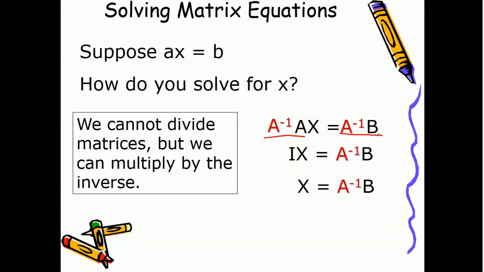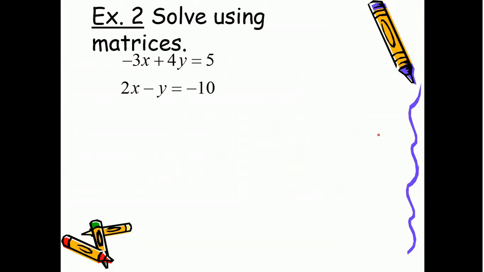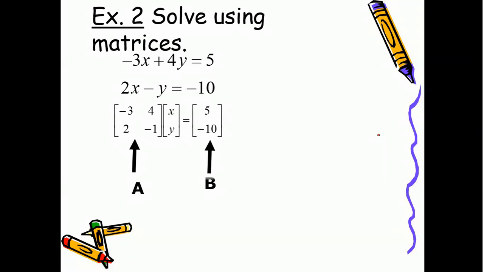So let's actually try a few examples of this. I have -3x plus 4y equals 5, and 2x minus y equals -10. So I have written out my matrices here, and there's my A and there's my B. So what I need to now do is find the inverse matrix for A. If you remember, it was 1 over whatever the determinant was. So let's find the determinant.